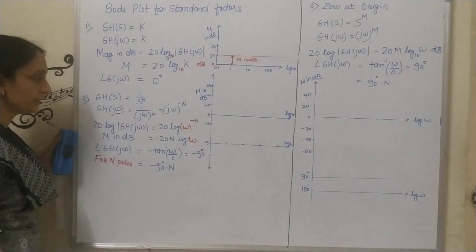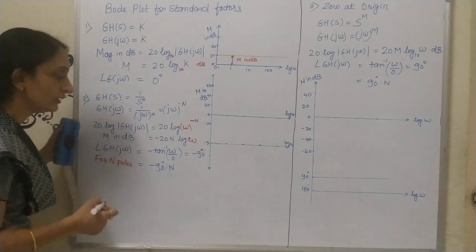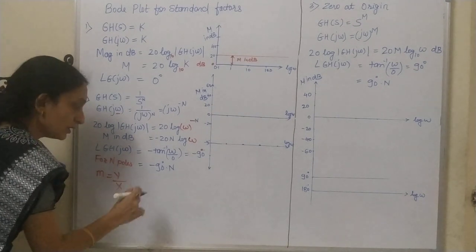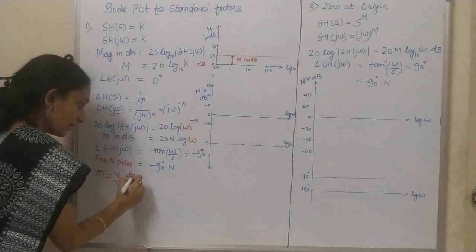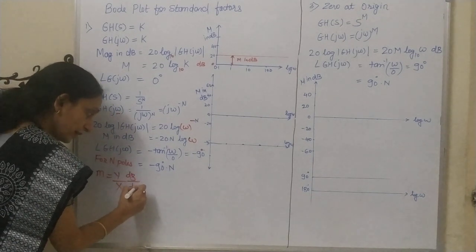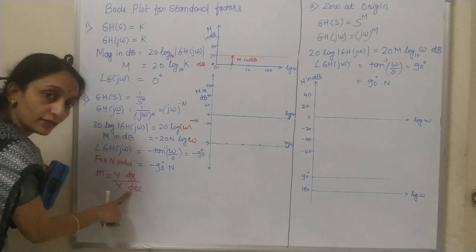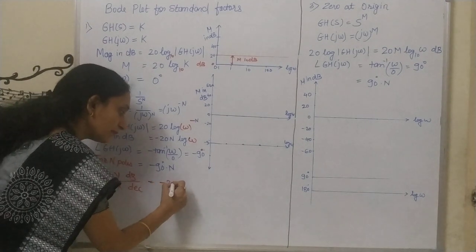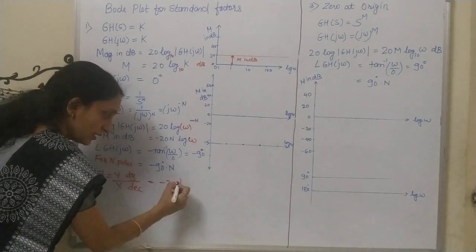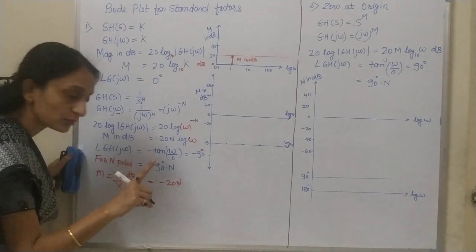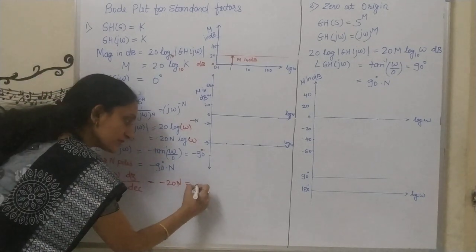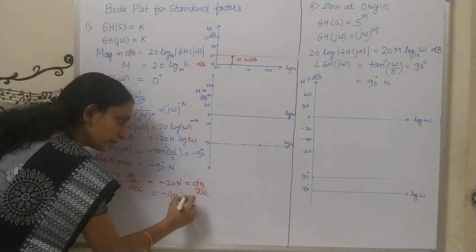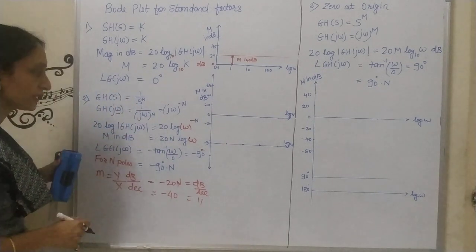So I hope you are getting why I am saying this. For pole, the slope, you know that m is equal to y by x. See, my y is in dB and x is in decades. So line slope will always be dB per decade. For pole, your line slope will always be minus 20 n. Suppose n is equal to 1, that is one pole at origin, so line slope will be minus 20 dB per decade. For n is equal to 2, line slope is minus 40 dB per decade. Like that you can conclude.